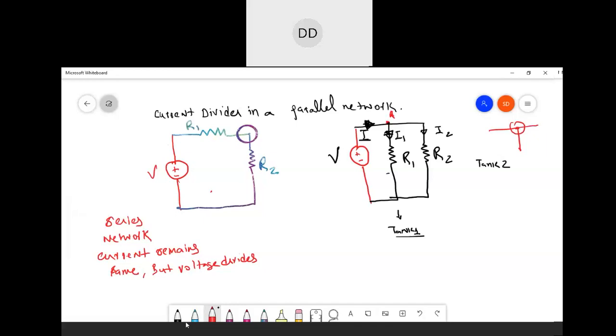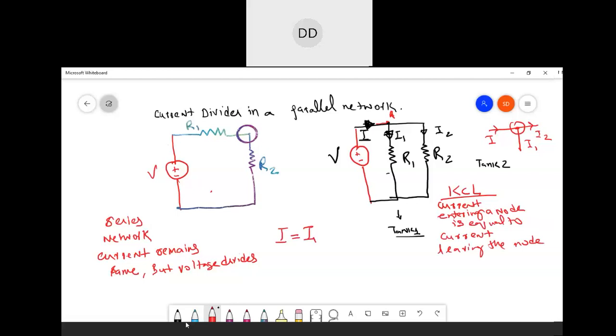From here current I is coming, so the current entering the node is I and the current leaving the node is I1 and I2. So what does KCL state? KCL states that the current entering a node is equal to the current leaving the node. So I can write I is equal to I1 plus I2.